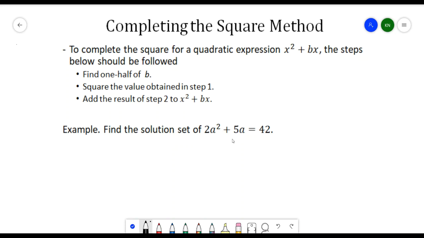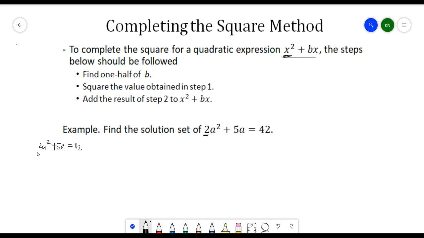So as you can see from here, this does not conform with this expression yet because we still have a coefficient beside our a squared, or from this one, our x squared. So we need to remove this first. We just have to rewrite that one. We have 2a squared plus 5a is equivalent to 42.